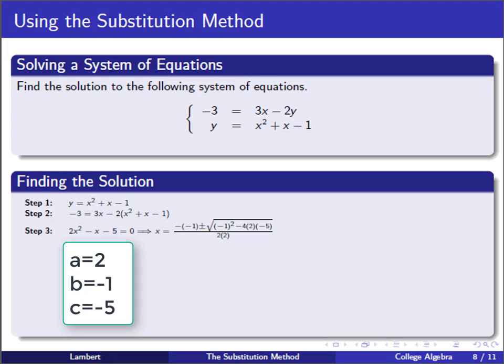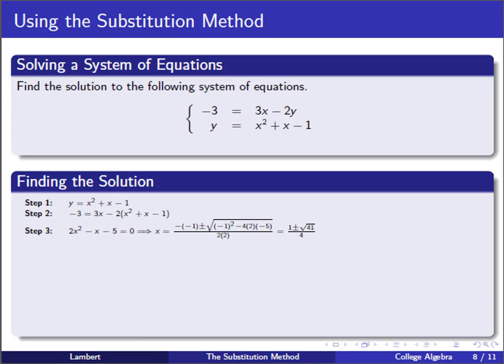And so that gives us negative 1, since our b value is actually negative 1. Then we take our plus or minus and our square root b squared. Well, b is once again negative 1, so we square that. Minus 4 times a times c. A is 2 and c is negative 5. And then all over 2a, which is 2 times our a value of 2. So if you simplify that, you get 1 plus or minus square root of 41 all over 4, meaning we have a nice solution for our x values.